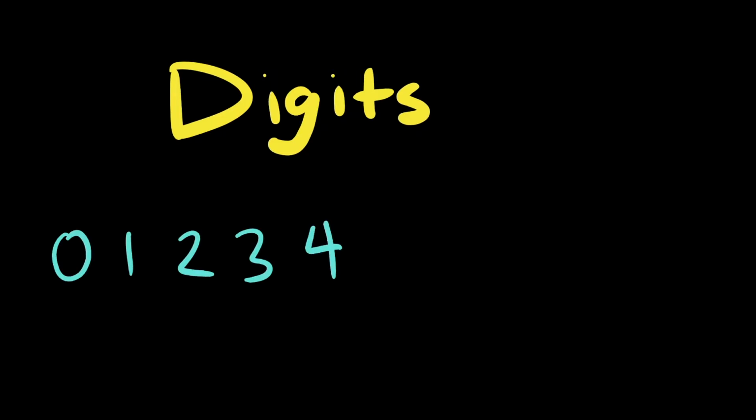And as a quick side note, digits are symbols used to represent numbers. The symbols used for the base 10 system are 0, 1, 2, 3, 4, 5, 6, 7, 8, and 9. The combinations of these symbols will represent some number with a specific value.